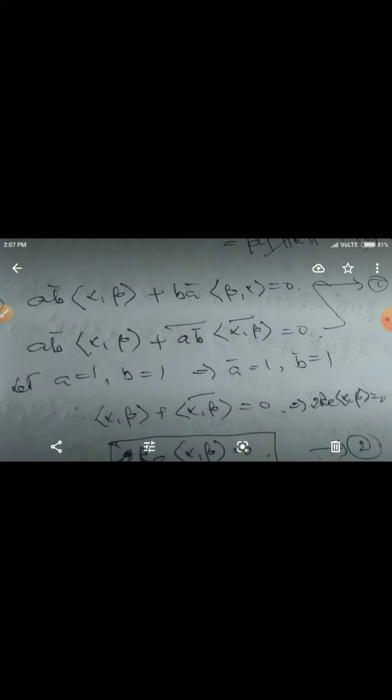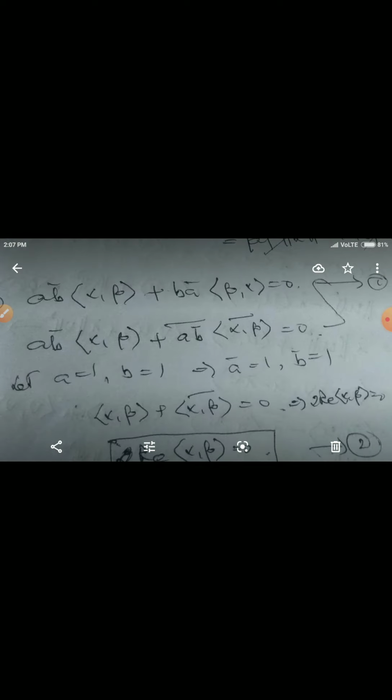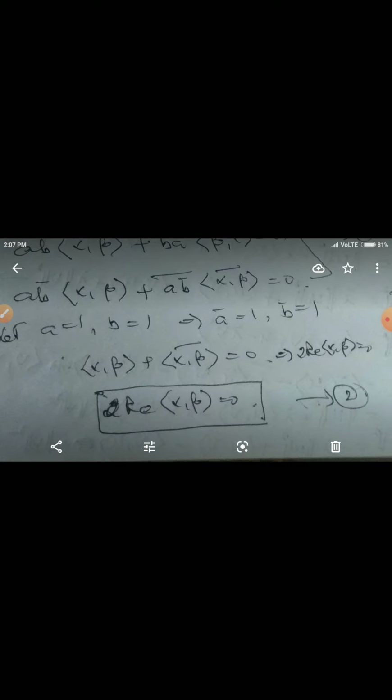Now if you take A equal to 1 and B equal to 1, then A conjugate becomes 1, B conjugate is also 1. Using this, we get inner product alpha beta plus inner product alpha beta conjugate equal to 0. That is 2 times the real part of inner product alpha beta equal to 0. That means the real part of the inner product of alpha and beta is 0. I hope that is clear.